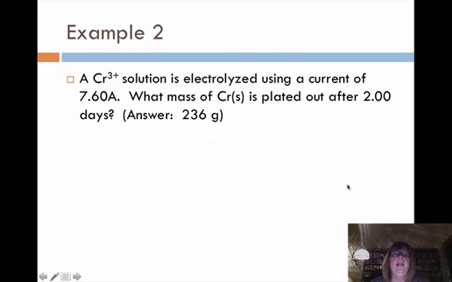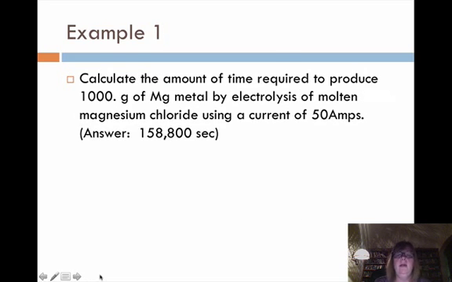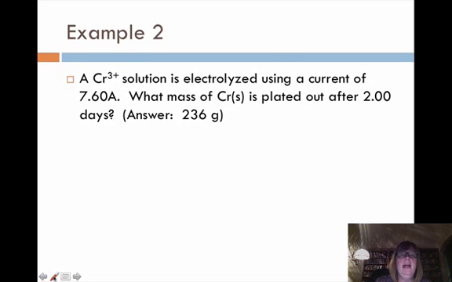All right, let's try something else. So we've got chromium. Oh, is that the right answer, by the way? Yeah, okay. We have chromium plus 3, and it's being electrolyzed using a current of 7.6 amps, or coulombs per second. What mass of chromium is plated out after 2 days? All right, well, let's go ahead. We got chromium plus 3 electrons to give us our chromium.